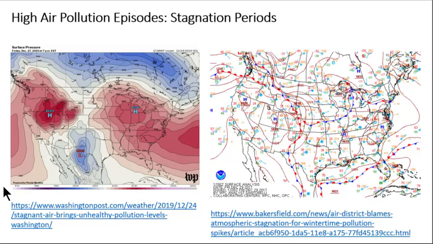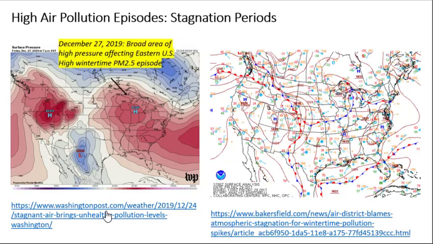Typically, stagnation episodes are most associated with wintertime and give rise to periods of very high particulate air pollution, for example, PM 2.5. Seen here are two recent examples of wintertime stagnation episodes. On the left is an episode last winter in the eastern United States, the broad area of high pressure giving rise to this depicted here.